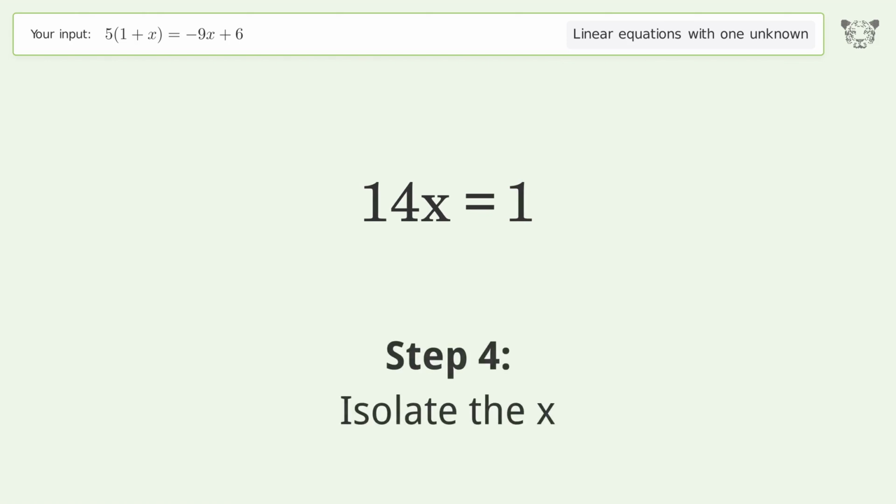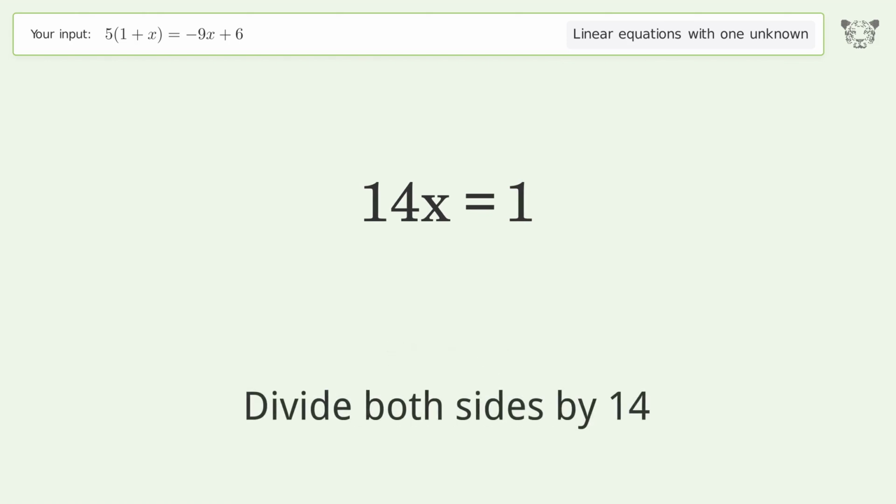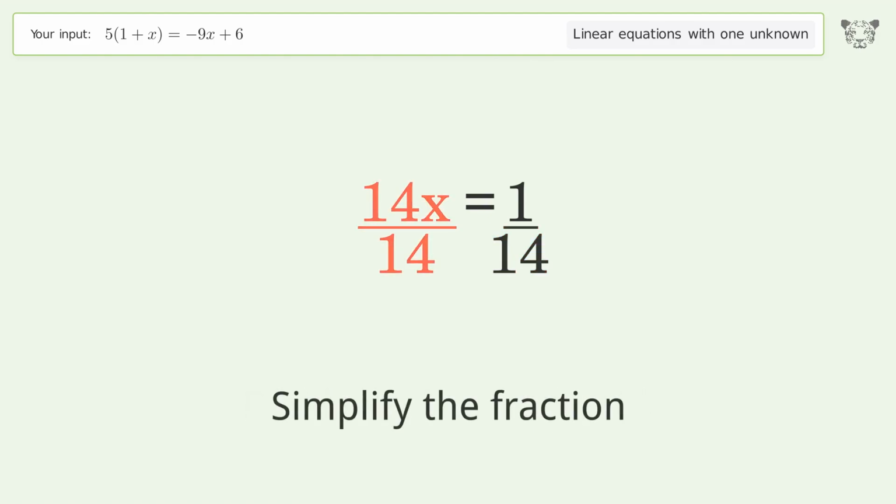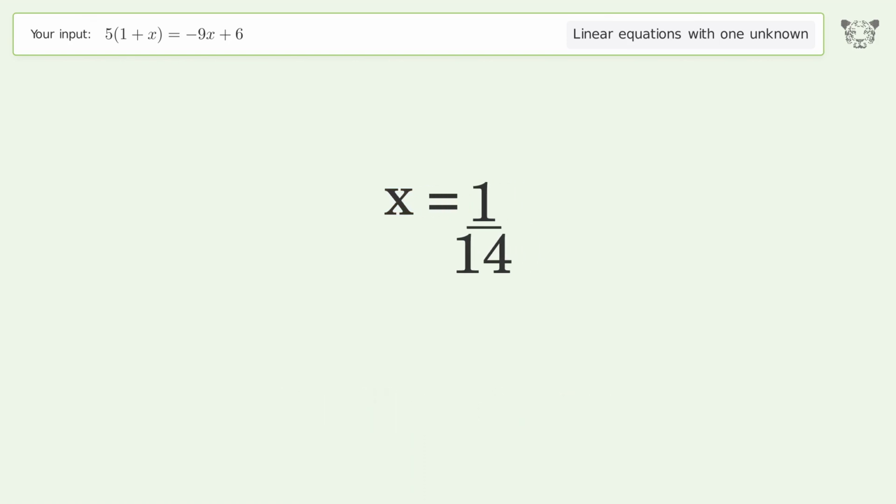Isolate the x. Divide both sides by 14. Simplify the fraction. And so the final result is x equals 1/14.